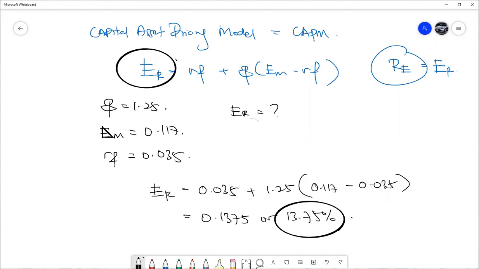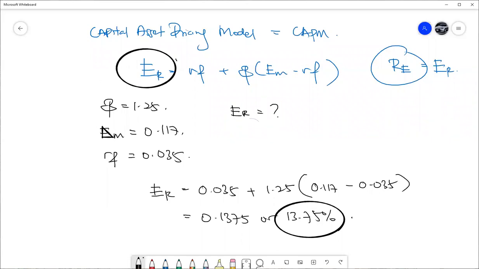Or the cost of this stock you need to keep is 13.75%. Okay, or the required rate of return of this stock is 13.75%. So means the expectation for this stock is 13.75%. That's all. So many different ways to elaborate from what I mentioned just now. The expectation from you here is this stock will give you 13.75%.